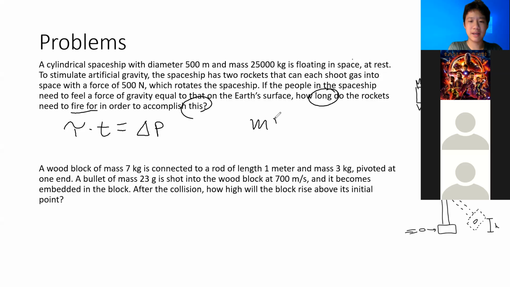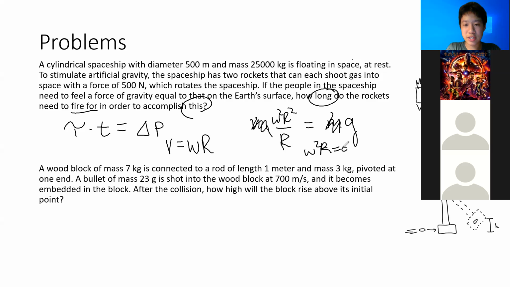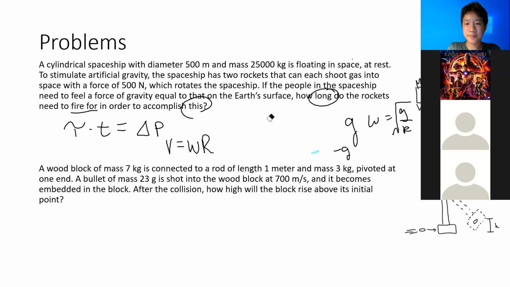Well, we know that centripetal force is given by mv squared over r. And this must equal mg, okay? But we don't really want to have translational velocity here. We want an angular velocity that we can use for angular momentum, okay? So then we'll just use the formula v equals wr. Plugging this into this equation, we're going to have w squared r squared over r. So w squared r equals g. w squared equals g over r. w equals the square root of g over r. Okay? So this is the rotational velocity, or the angular velocity, that we need to obtain in order for the spaceship to simulate artificial gravity.